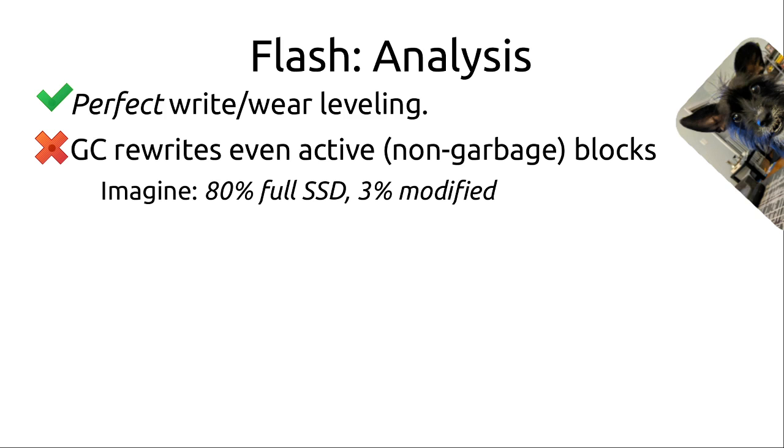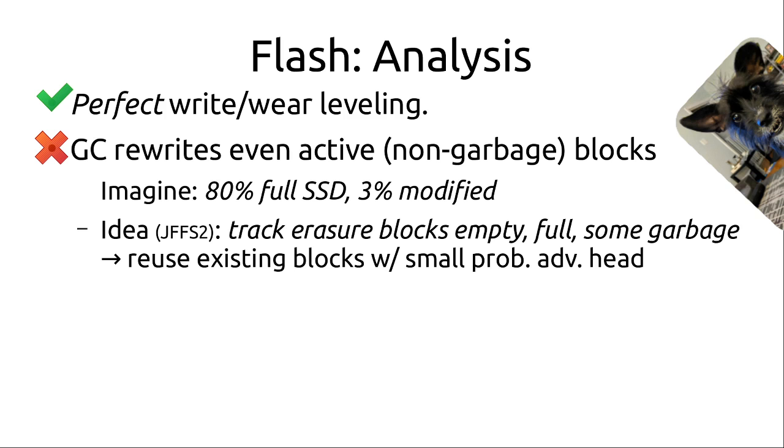Okay, so what happens here is that we've only modified 3% of those nodes. So there are only going to be 3% of this 80% that have this outdated information that needs to be garbage collected. So garbage collecting now is going to copy 80% of the disk when only 3% of it is modified. So you have this perfect, beautiful wear leveling across the disk, but you're also doing many more writes and causing many more erases than is actually necessary, right? So this is not great.